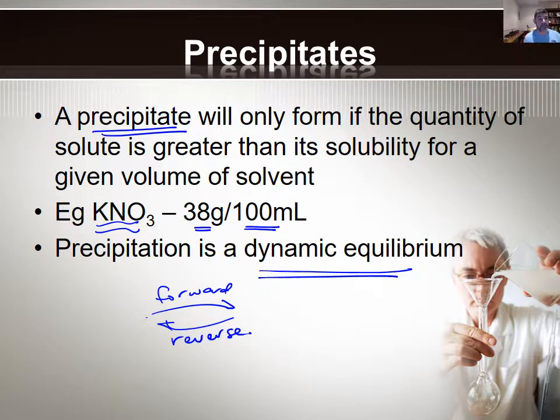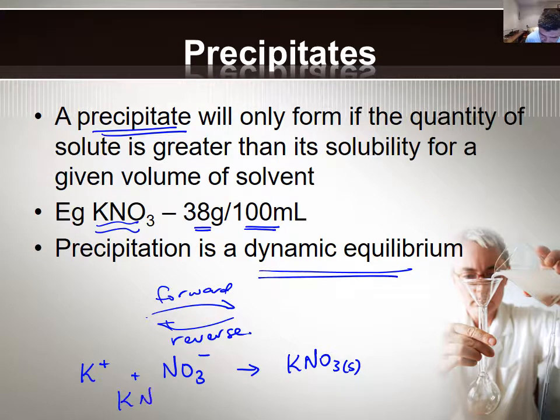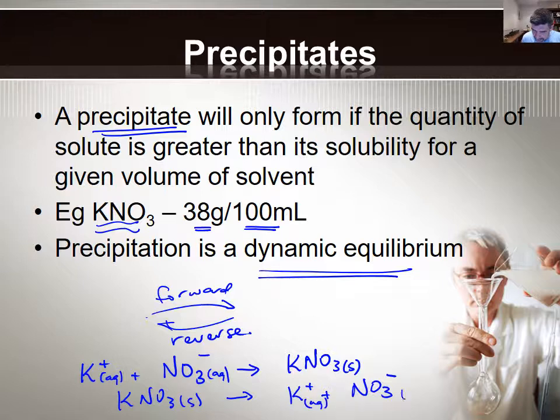And just to practice that, if we were to represent the one that I just gave you, that means the rate of potassium ions and nitrate ions forming potassium nitrate solid will be equal to the rate at which potassium nitrate solid is forming potassium ions and nitrate ions. And this is how we represent our ions in solution when they're in equilibrium with the precipitates. And it's probably a good idea too to just remember all of these are in aqueous solution, so the ions have the subscripts aq.